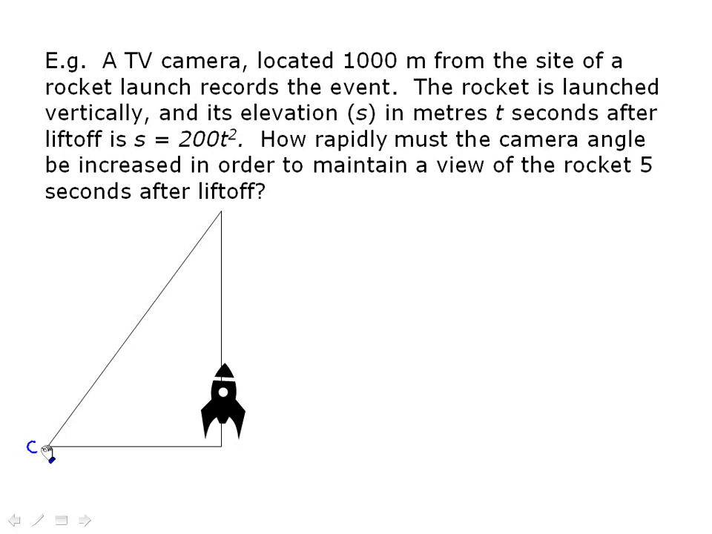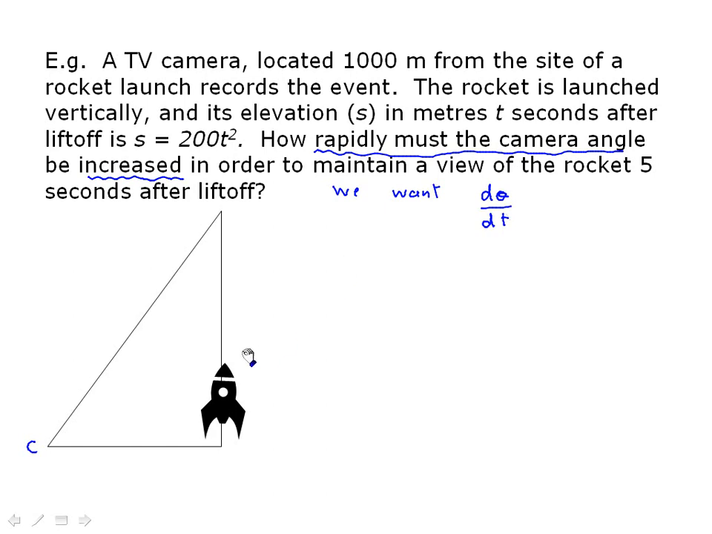So the method that we basically use to solve one of these is we read the question first off and try to figure out what's being asked. In this case, how rapidly must the camera angle be increased? So when you see camera angle be increased, it tells you that you actually are looking for d theta dt. So at what rate must the angle be increasing with respect to time? So always be aware of that.